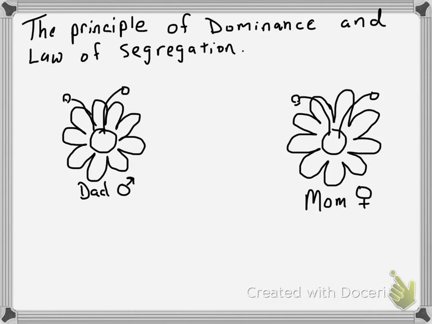Hello, this is the principle of dominance and law of segregation. Now we know that sexual reproduction needs the input of two cells, or gametes, one from the mom and one from the dad. These are the gametes right here. They come from the male part of the flower, that would be pollen, and tucked down into the female part of the flower would be the ovule.